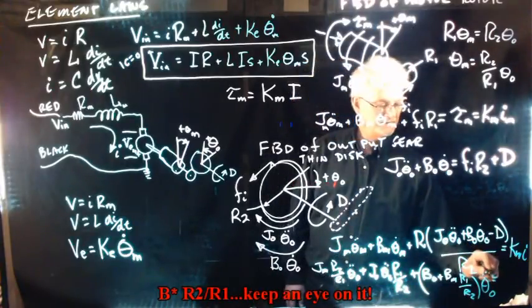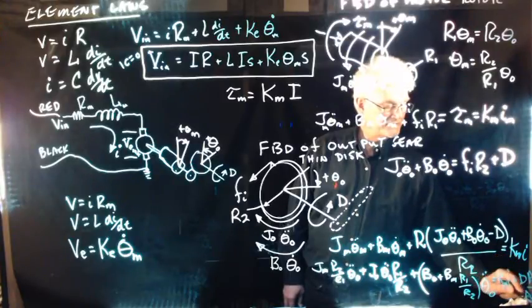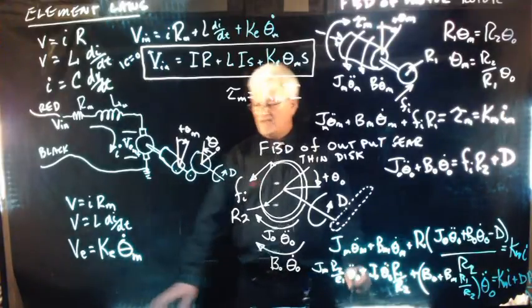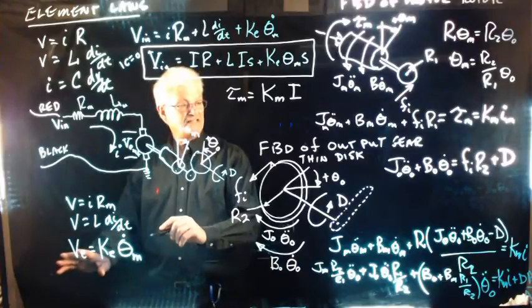is equal to Km times I plus D. And D is R1 over R2. Sorry, I'm squeezing over to the end. I'm going to come back over here. So now let's come back over to this side, and let me go ahead and write that entire equation.